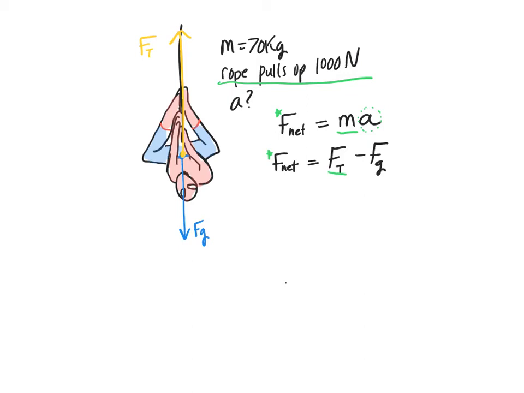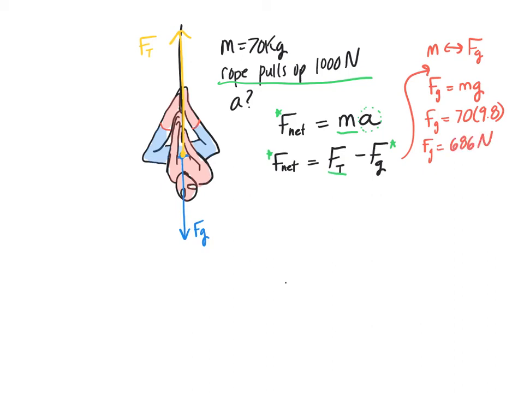Here's net force, but I don't know everything I need to know right now. I still need to find my force of gravity in order to get that. That's not too bad, though. Please remember that if you ever know the mass, you know the force of gravity and vice versa as long as you're on Earth. The equation that relates those is Fg is equal to mg. Okay, so Fg is equal to 70, and acceleration due to gravity is 9.8. So our force of gravity is 686 newtons.